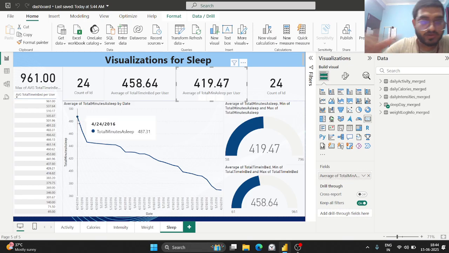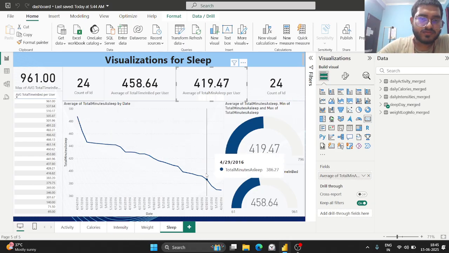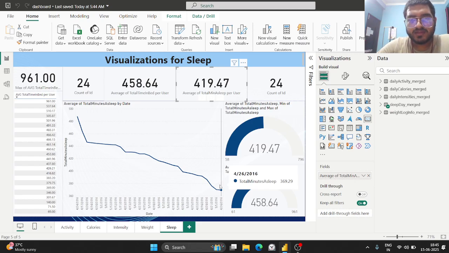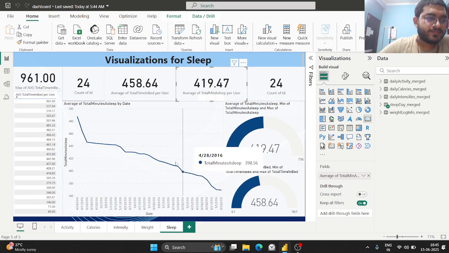This is the variation of total minutes asleep by date. You can see the maximum amount of sleep we found was on the 24th of April. This is the average for all the users we have. So total minutes asleep was around 487 minutes, and we saw quite a decline, and the minimum found was 369 minutes. This was the average total time in bed for each user. We have around 24 rows for all the users in the data set.